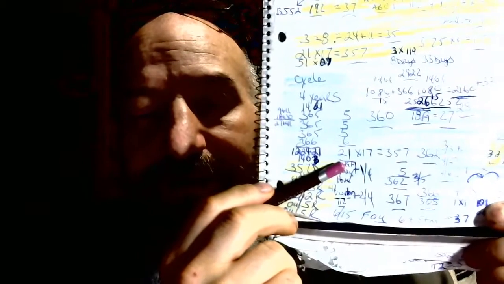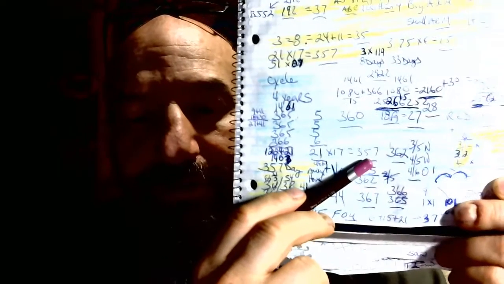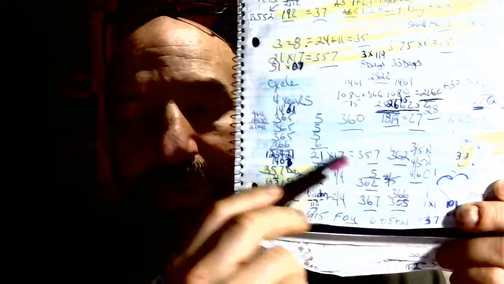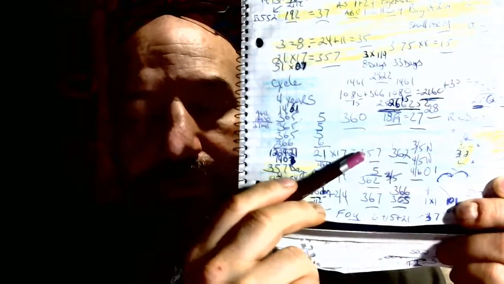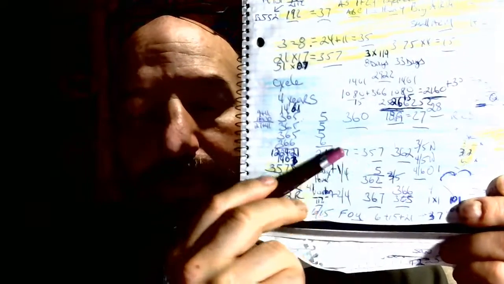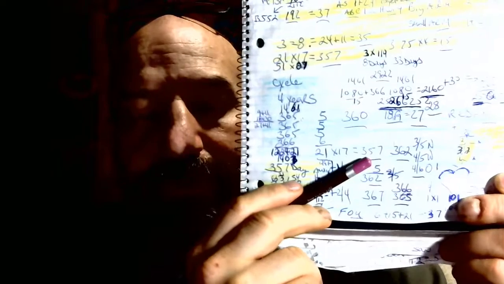1, 2, 3, 4, 5, 6 in the cube is 21. The gateway is 17 equals 357. 357 is the rotation of the world, 3, 5, and 7. We're not going to divide something by 1. We end up with the same number.